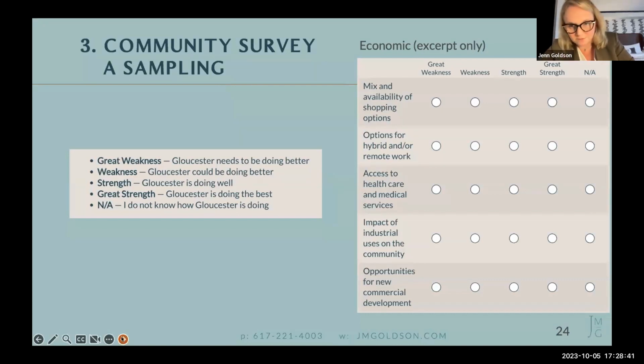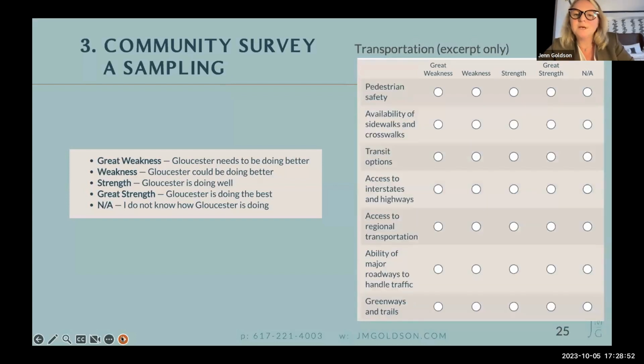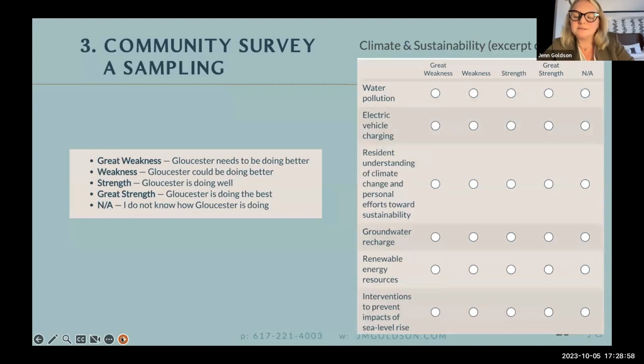And we have multiple questions on each of these. It's not just this rating scale. It's also some open-ended questions, as well as a few other questions about issues and opportunities. And then we have a section on transportation and a section on climate and sustainability. Again, only a partial list, but you get the idea of what we're looking for.